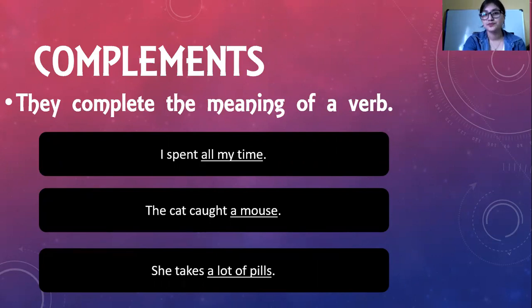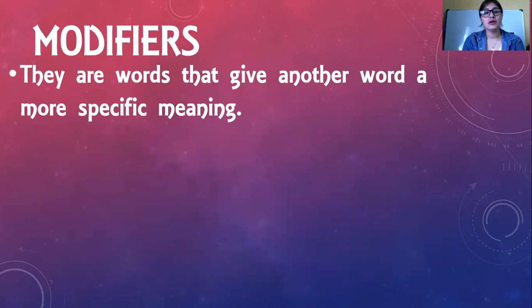Then what else? Then we have the modifiers. The modifiers are also called adjuncts, by the way. As you see, they are words that give another word a more specific meaning. A modifier can be only one word, or it maybe can be a group of words. It depends on what you want to say.